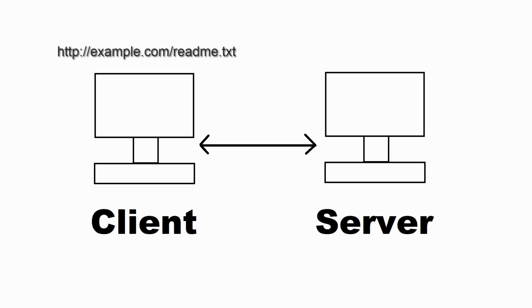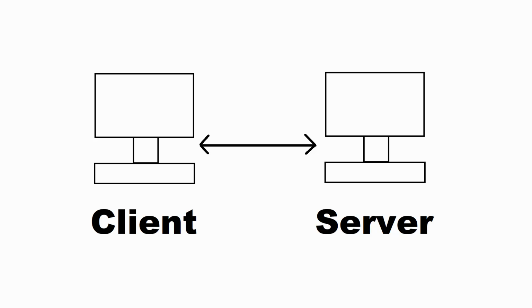The client has a URL which is http://example.com/readme.txt. Now it will use something called DNS, which is another protocol, and it will send this URL to a DNS server. Now the DNS server may be on the same network as the client, or it might be somewhere on the internet. When this URL is received by the DNS server, it will convert it into the IP address of the web server and send it back to the client, so that now the client has the IP address of the server and it can connect to it.